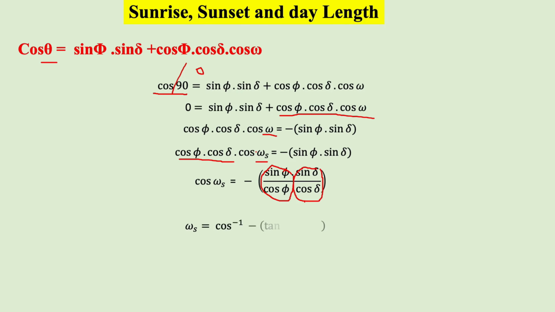And if we take the cos to the other side of the sign of equality, we have the equation omega s is equal to cos inverse of minus tan phi tan delta. So this is the equation which gives the hour angle from sunrise to solar noon, and this angle depends on the place where the surface is located and the position of the sun on that particular day. It means the declination and the latitude are the two important angles required for finding out the day length of any place on any day of the year.